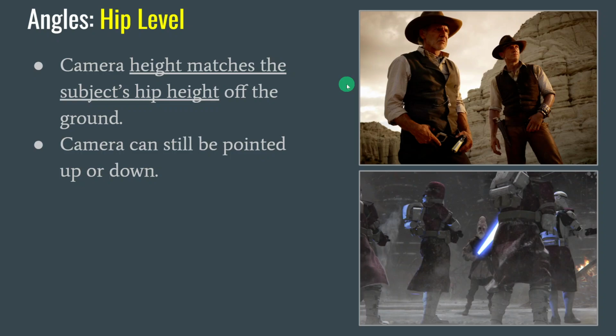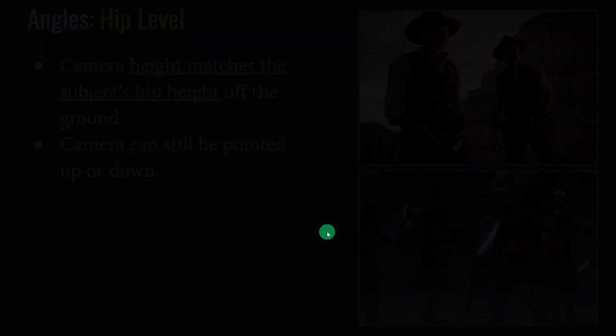So that's what we're talking about, camera height. For this one, it doesn't really matter which direction the camera's pointed, up or down, but it's hip high off the ground looking at our subject. Same with this one. We're about at the hip height of these bad guys.